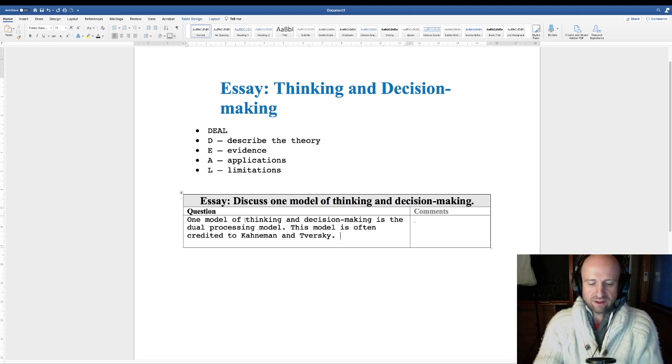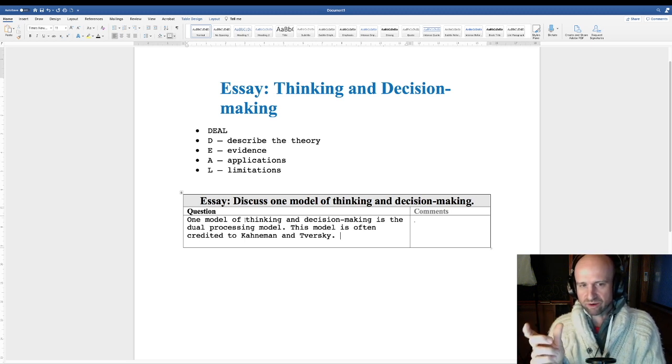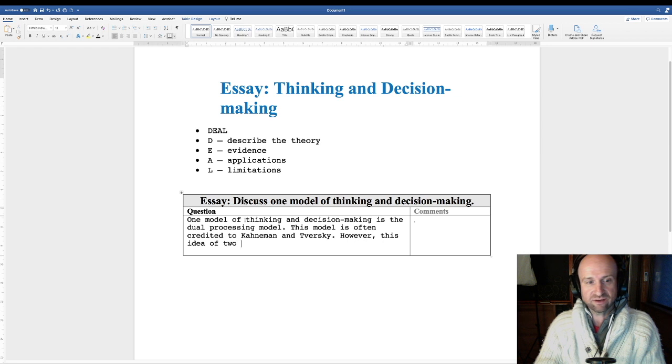But it's pretty hard to get top marks, so I might throw in a new fact that, to be honest, I just learned recently, and I'm going to put it in my next edition of this textbook: however, this idea of two systems of thinking dates back to William James in the 1890s.